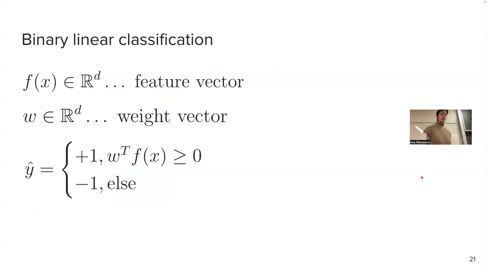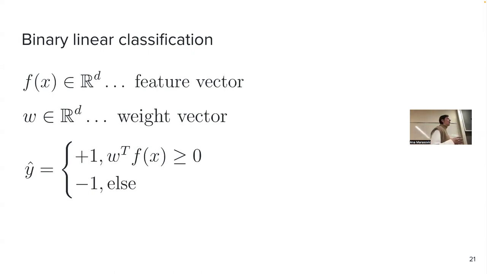Okay, so we are going to start with our setup, and that's binary linear classification. This is, I would say, the easiest way to get a prediction out of your feature vector. Here you have your feature vector. Let's say we had 10 words in our vocabulary. Therefore, this is a 10-dimensional vector where each dimension is the presence or absence of the word in the vocabulary.